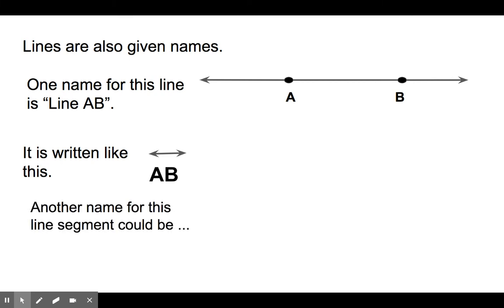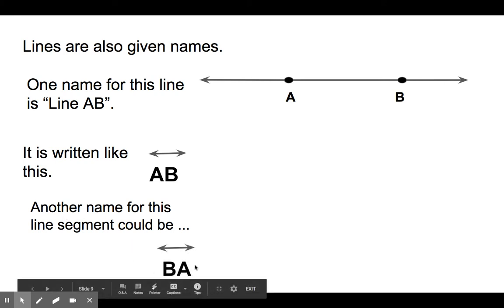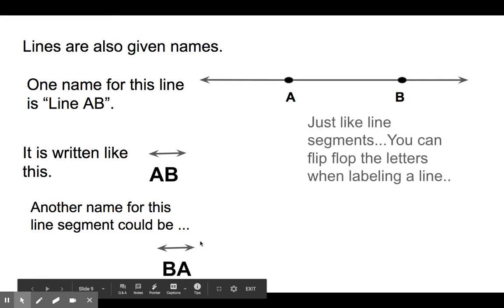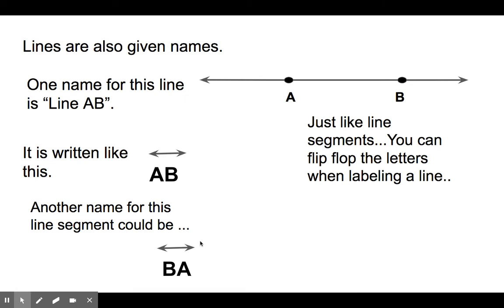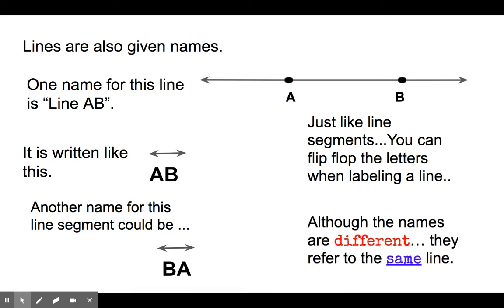Now another name for this, sorry, that's wrong. Instead of line segment, it should be line. So another name for this line, just disregard that, could be line BA. And again, you've got the letters B and A and just that mini little line on top of the letters. So just like line segments, you can flip-flop the letters when labeling a line. And again, although the names are different, they both refer to the same line, which is that line up there.